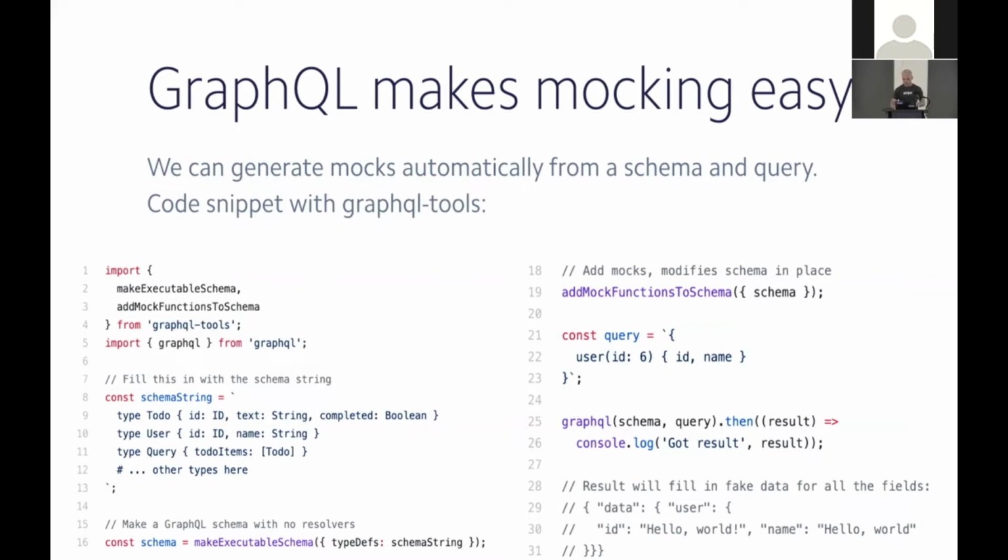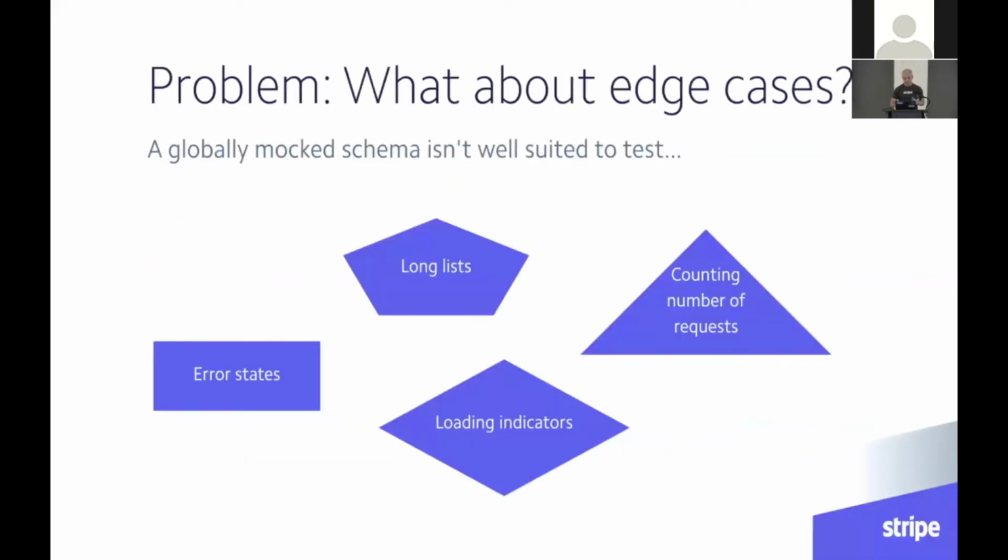So that's pretty cool. But unfortunately, just having a schema that returns mock data for different queries wasn't really enough to test specific edge cases. You might want to see what happens to a component if you have a really long list. You might want to see what happens in a particular error state or loading indicators. Or maybe you want to count how many times that component makes a request to the server.